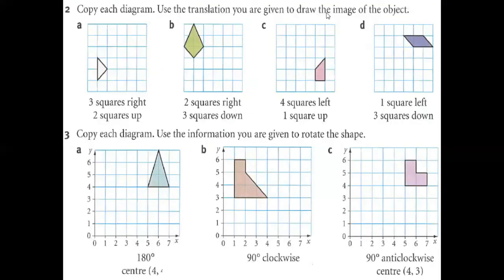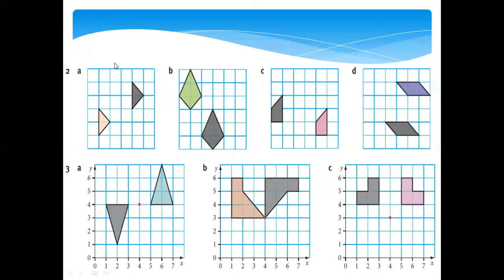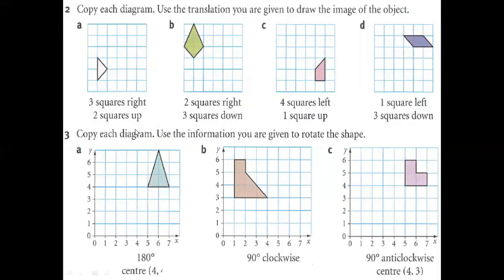Translation. To draw the image, we do the same thing. This one: 3 squares right and 2 squares up. From here to here, right 1, 2, and 3. 3 squares right and 2 squares up, 1 and 2. So your shape must be here. It's the same: here is up, so your shape should be up. Same as it is, so it's easy for everyone to finish this.